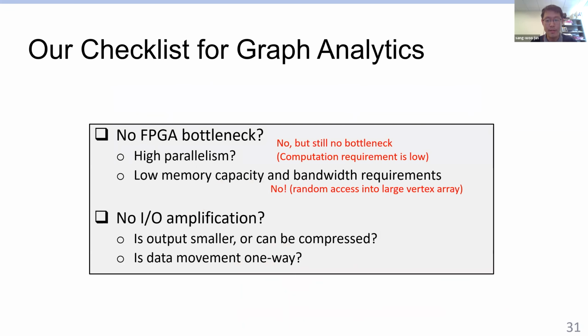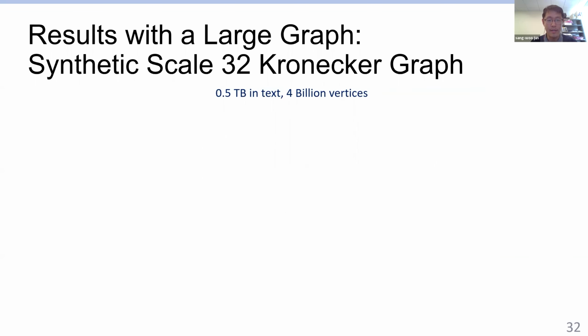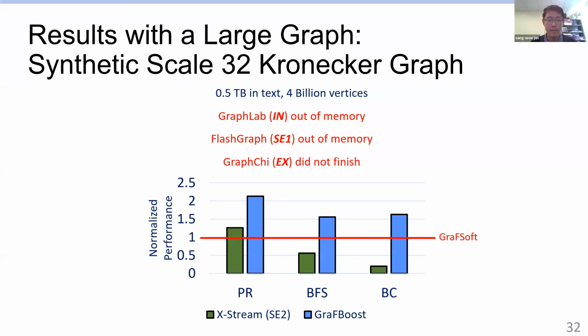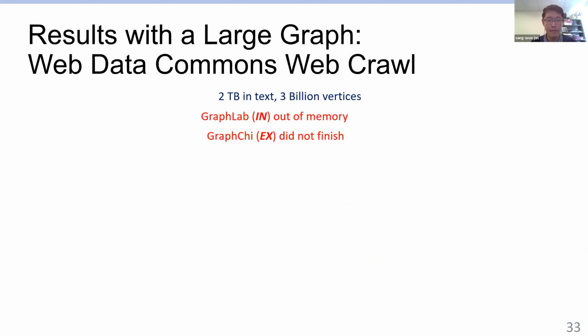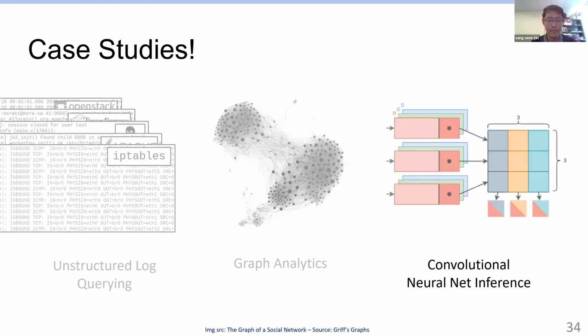So the most prominent hurdle in our checklist here is that if we want to do graph analytics as a near storage acceleration offload, then random access into a large vertex array would kill the performance because of the low performance of the embedded memory. So we created a sorting-based approach to sequentialize the access into the memory, massaging the algorithm pretty much. Compared to existing software systems, we get significantly better performance, even while reducing the power consumption by an order of magnitude or more. If there is interest, I can come back to this later.